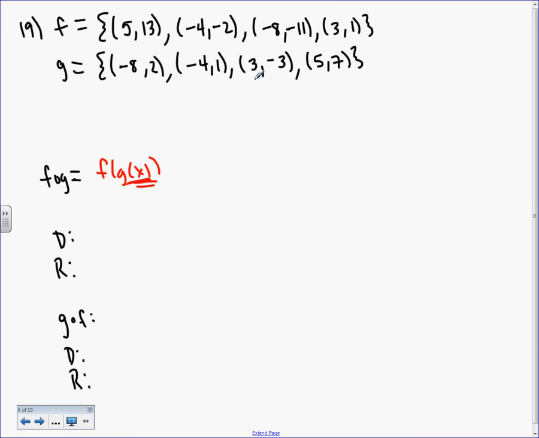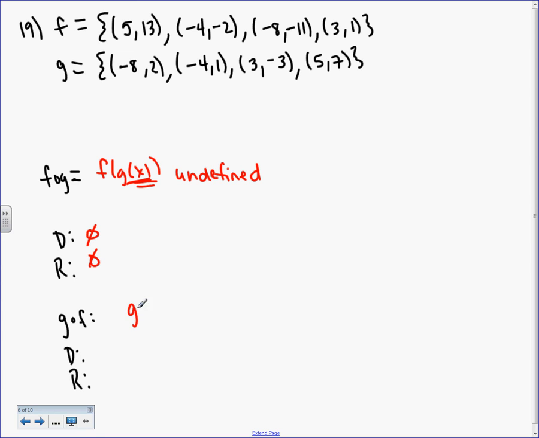Okay? 3 gives me negative 3. Any of these have negative 3 as an x value? No. 5 gives me 7. No. So this is undefined. None of them had anything helpful. So because of that, then I just put no solution on domain and range because there wasn't anything to do. Okay?